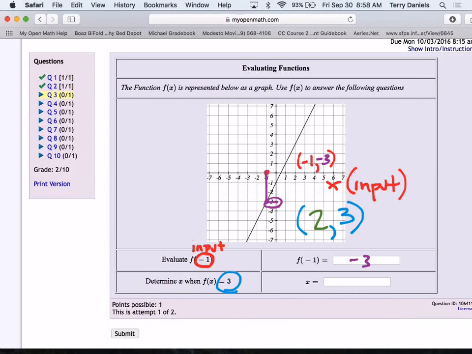You could also just locate it on the graph. So right here is where the output is 3. If we go over to the graph and straight down, we end up at positive 2. So you can think of it in terms of ordered pairs or solutions that lie on the graph, or just going up and over from the graph. But regardless, the input when the output is 3 is positive 2. All right, go ahead and click Submit and try your number 4, which is the same kind of problem.